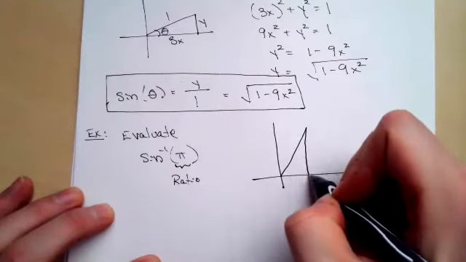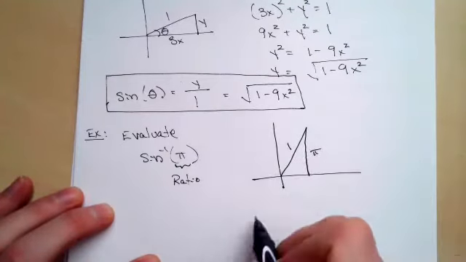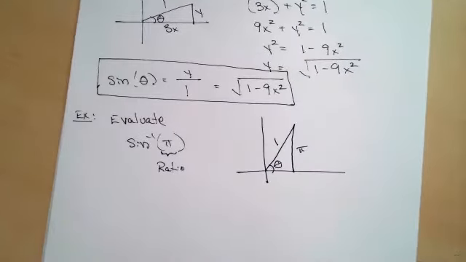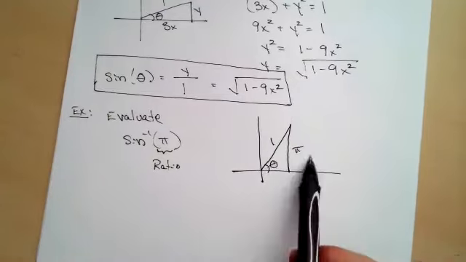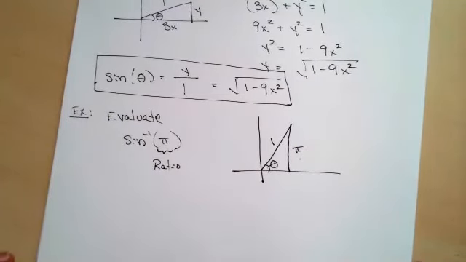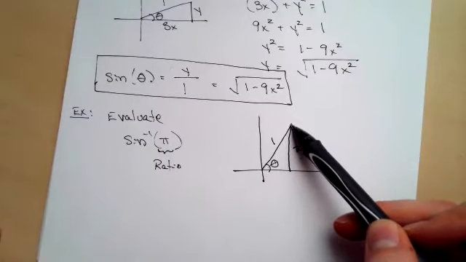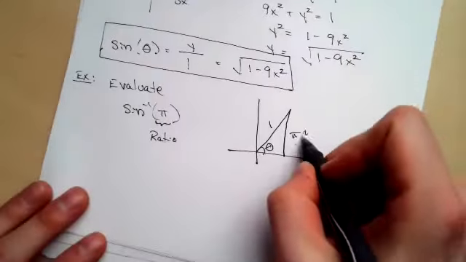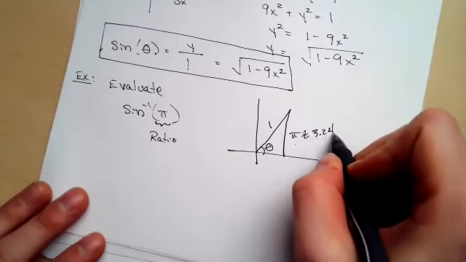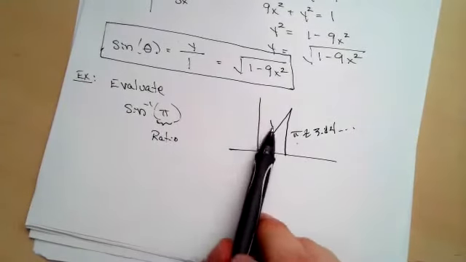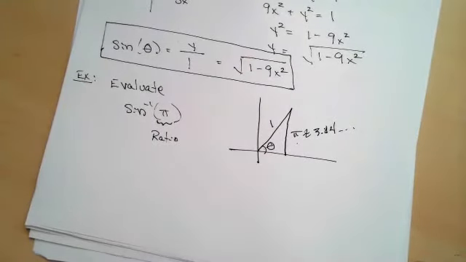If we were to try to draw this triangle, the angle should be such that one side is pi and the hypotenuse is 1. Is this possible? Remember, the hypotenuse should always be the biggest side, but pi is about 3.14. Here we have a side length that's bigger than the hypotenuse, so it's not possible.